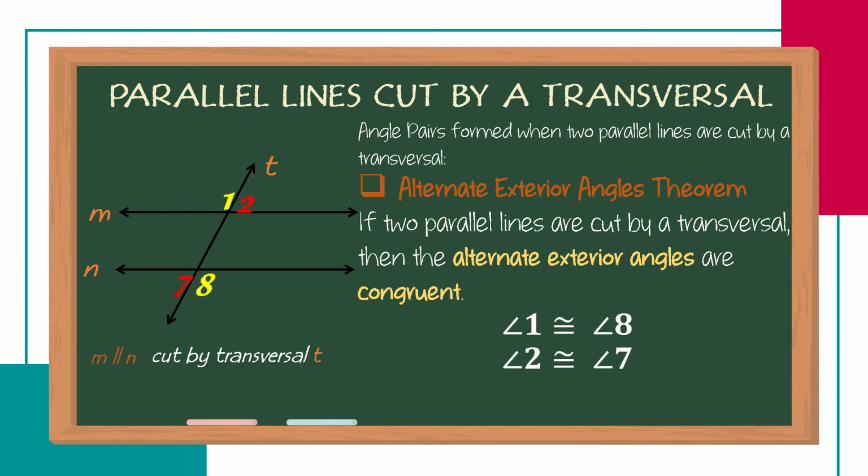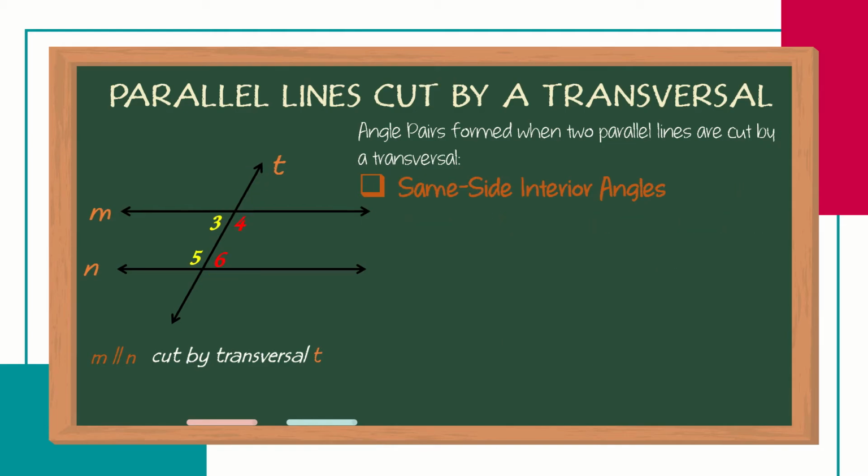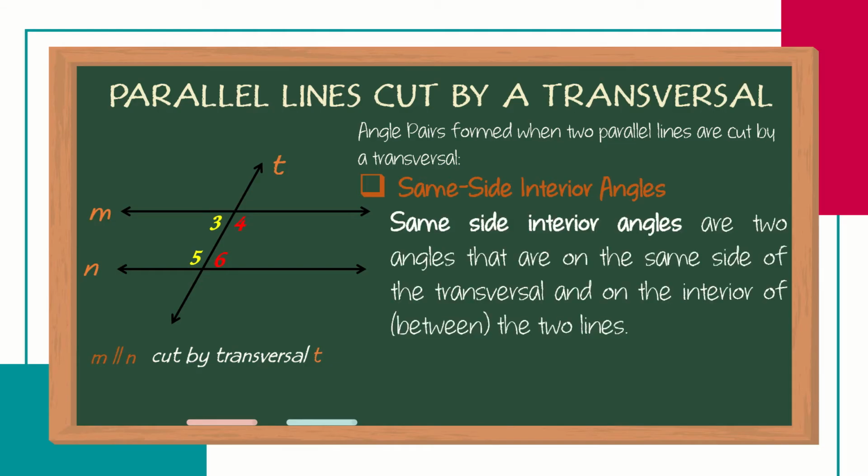Let us proceed to the same side interior angles. The same side interior angles are defined as two angles that are on the same side of the transversal and on the interior of, or between, the two lines.